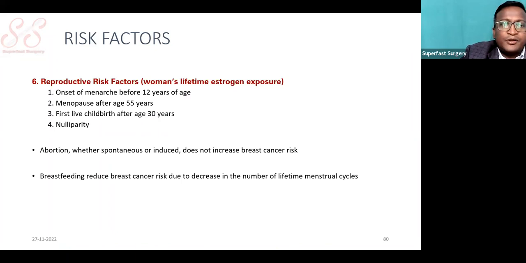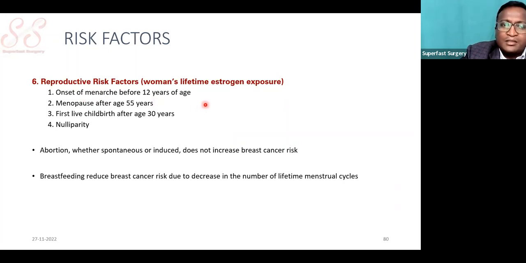So similarly, reproductive risk factor, we all have been taught since our undergraduate days that unopposed estrogen is the risk factor for breast cancer. And the reason is that when the ovary are not stopped or when there is no pregnancy, then there will be continuous estrogen exposure, especially when the onset of menarche is before 12 years of age.